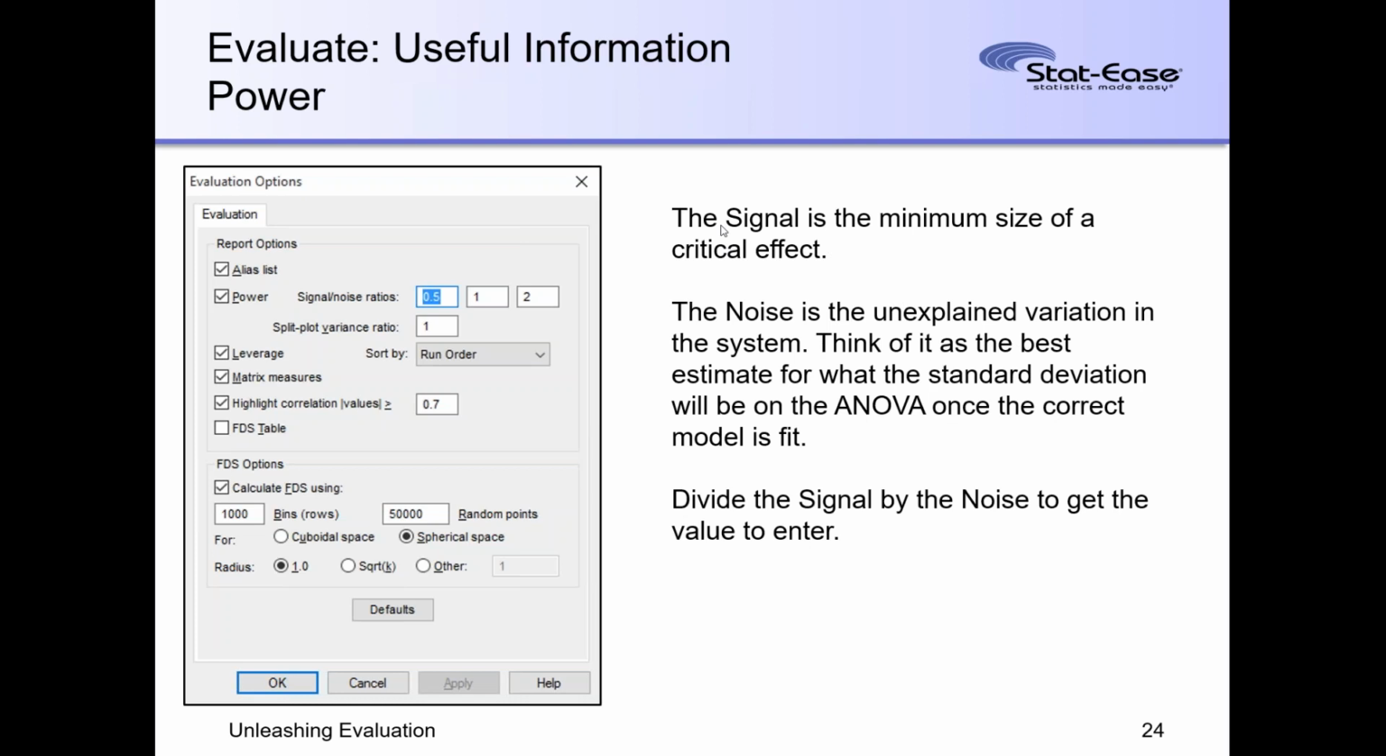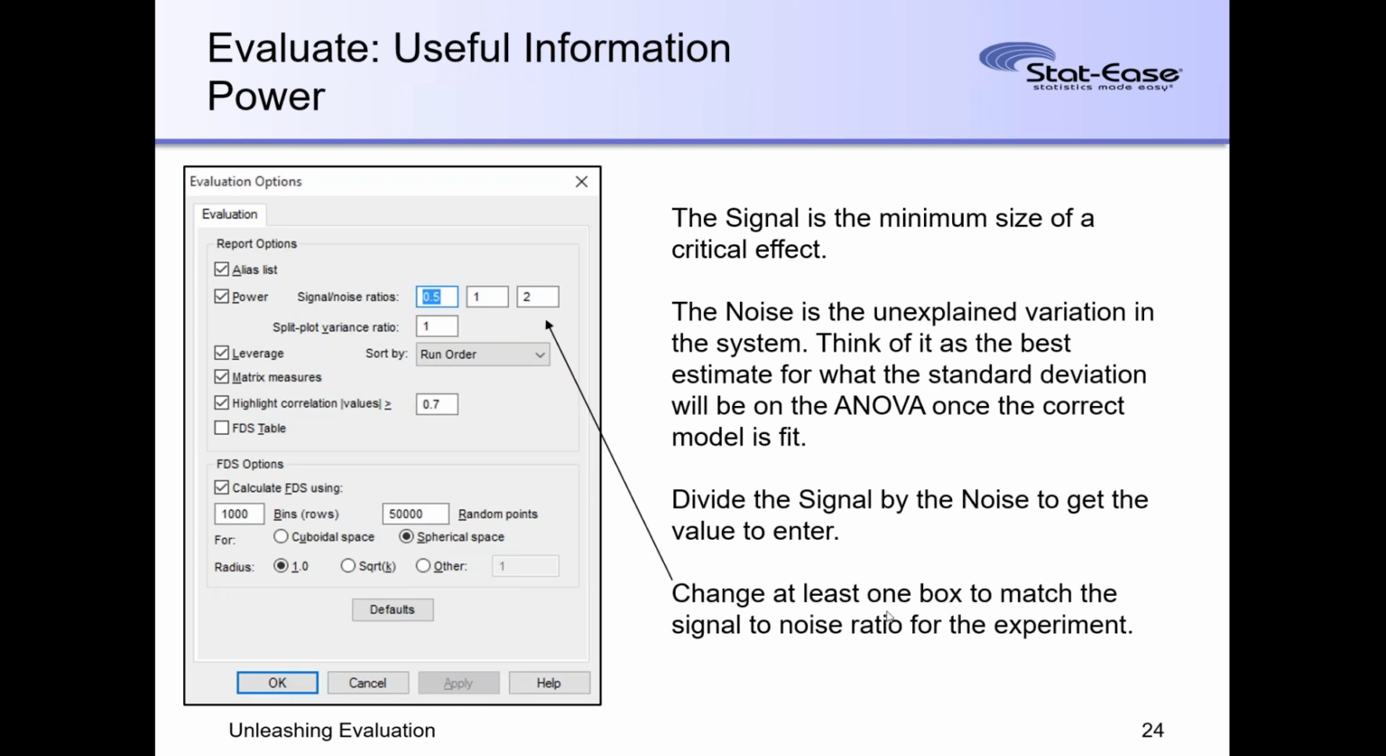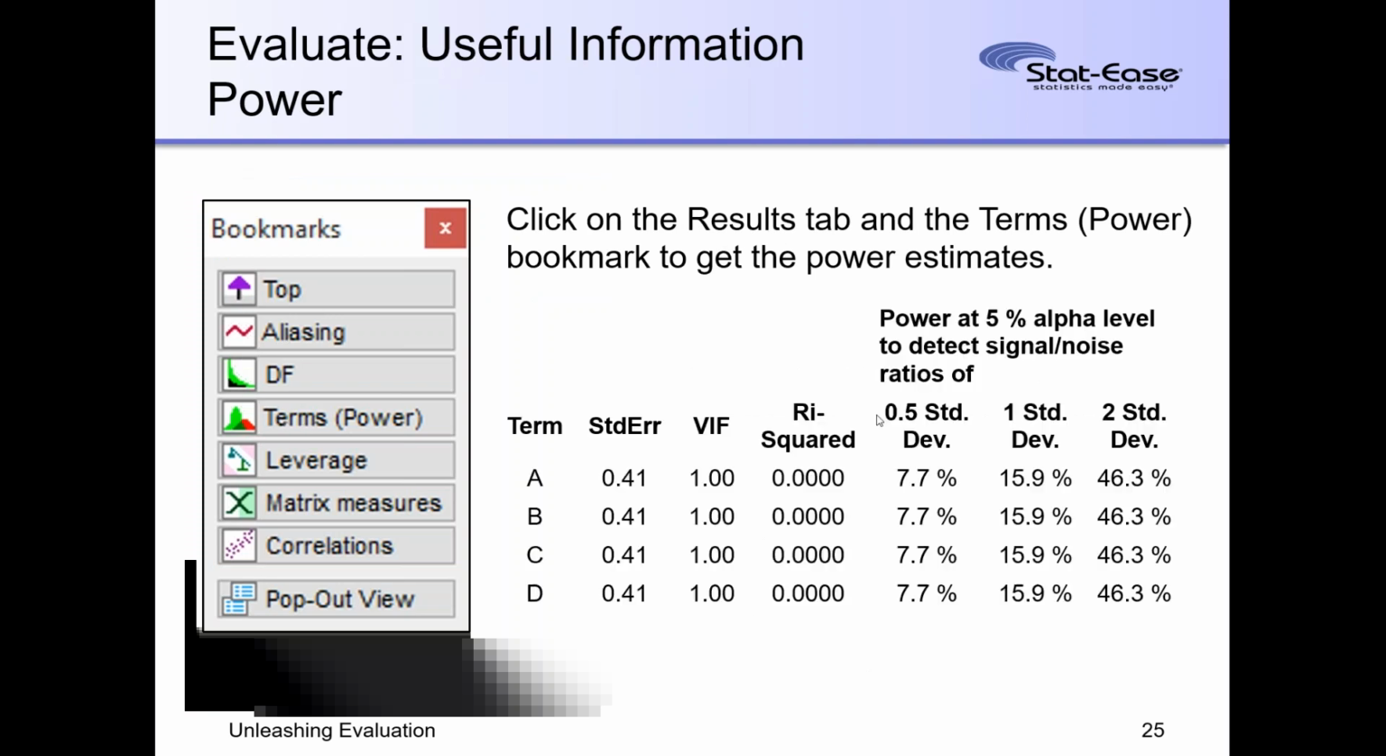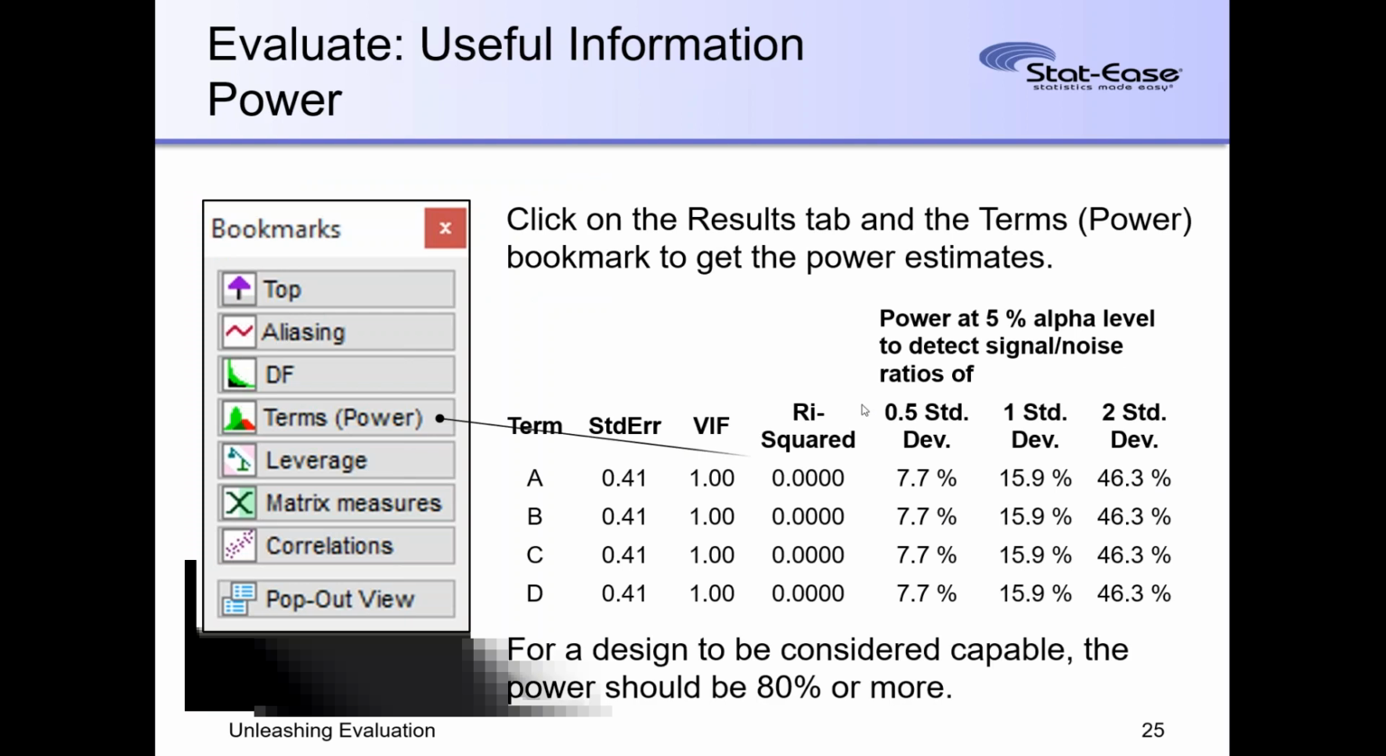You divide the signal, the size of your required effect before you care about it, by the noise to get the value to enter. Change at least one box to match that signal-to-noise ratio, and then click OK, go to the Results tab, and click on the Terms Power button, and you will get an estimate of those individual powers. For a design to be considered capable, we recommend a power of 80% or more. This design isn't capable for small effects. It's too small of a design.